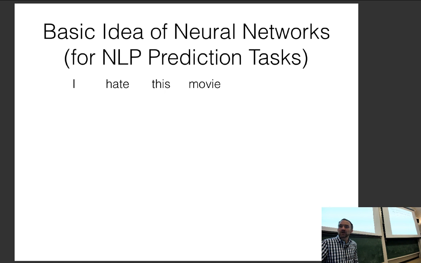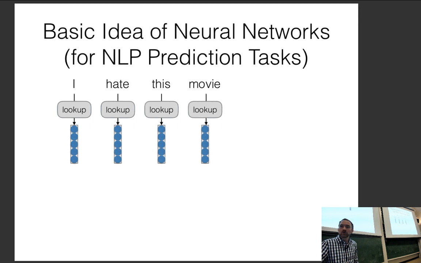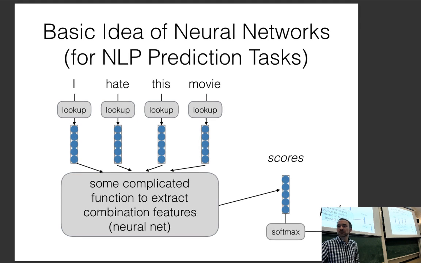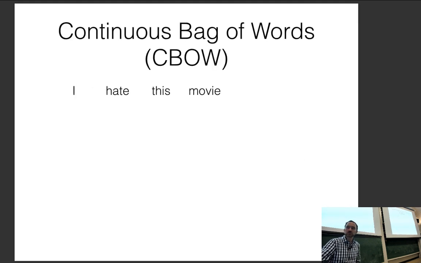So the basic idea of neural networks is that we want to look up some sort of representation of all of the words in the input, and then we want to take some function. Before I was using the bag of words function, but instead we want a much more complicated function that can extract the appropriate combination features that allow us to solve the task that we want to solve. And once we get those features, we then turn them into scores, turn them into probabilities, and use them to make our predictions.